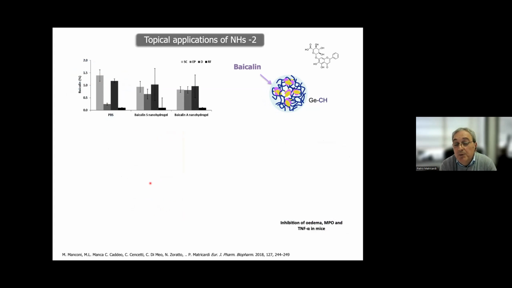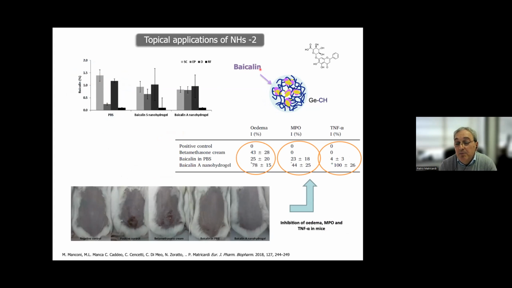It is possible also to load natural substances like bicalene. We have no time to describe all the experiments, of course, but just to summarize, you have a reduction of edema, myeloperoxidase and TNF-alpha. You have no reduction with the positive control, Betazone commercial cream, or with bicalene alone. But bicalene embedded in nanogels has a very different behavior. So you have a complete reduction of edema and the other substances.